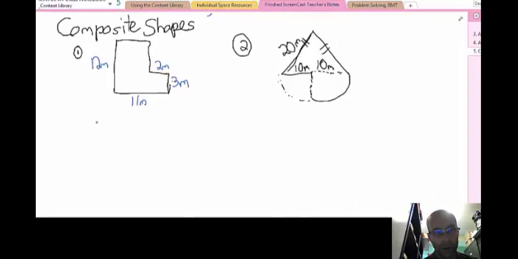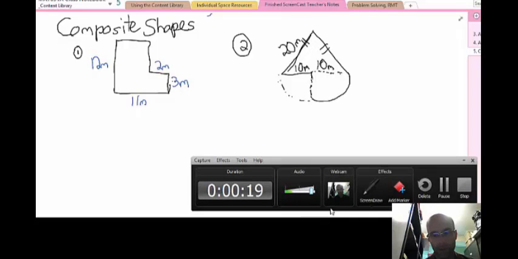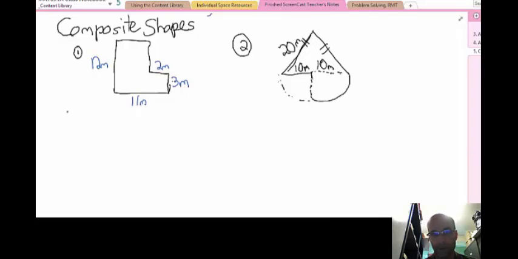In this video we're looking at composite shapes. Composite shapes are plane shapes that are made up of more than one common type of shape, and it could be a case where we add a couple of shapes together or we subtract one smaller shape from a bigger shape. For example, we have two shapes here.